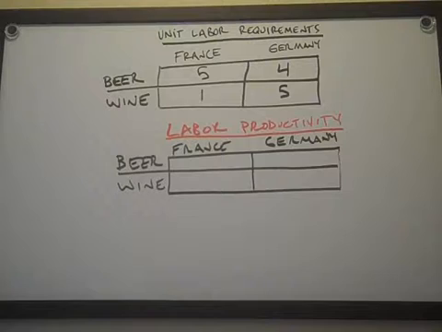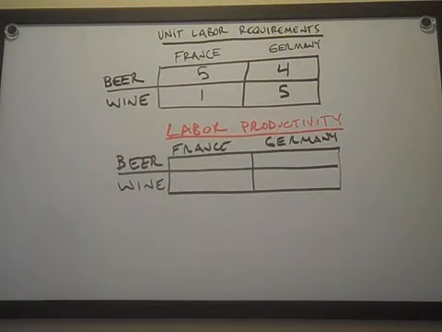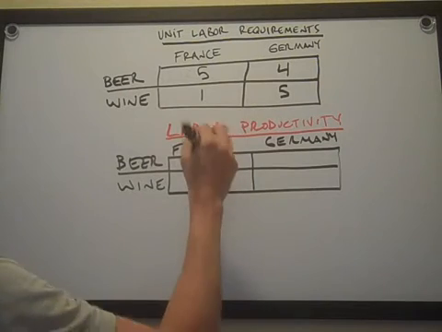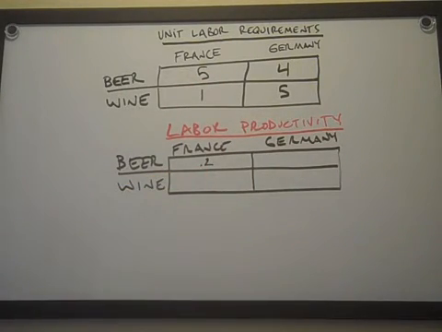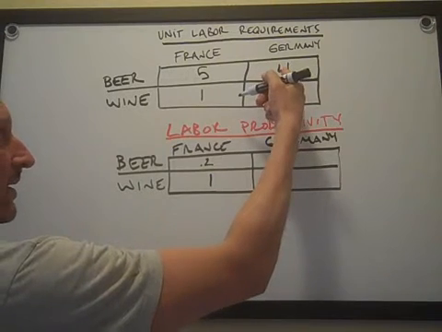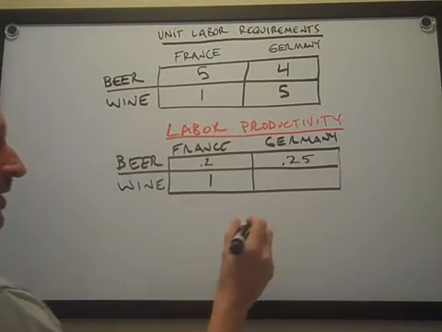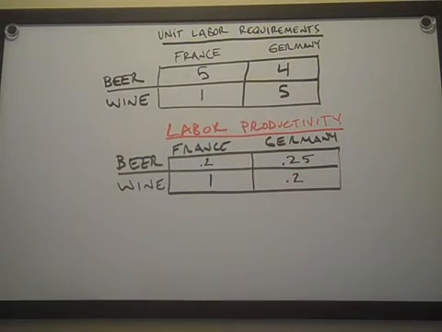So let's calculate that by looking at labor productivity. Labor productivity asks, how many units of these goods could you make in 1 hour? If that's true, then France could make 0.2. If it takes them 5 hours to make 1 unit of beer, they can produce 0.2 units of beer in 1 hour, or they can produce 1 unit of wine. And then we look at Germany. It takes them 4 hours, so they could make 0.25 units of beer in 1 hour, or they can make 0.2 units of wine in 1 hour.